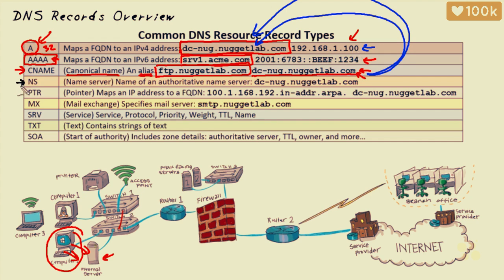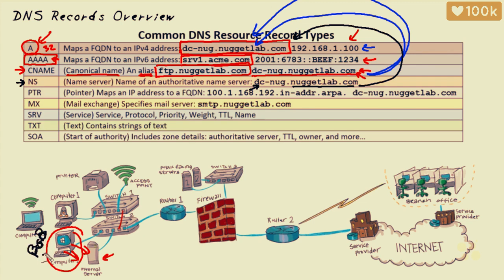Next is an NS, the name server record, which refers to an authoritative name server for a specific area or zone. So as an example, if we were looking for a name server that was responsible for nuggetlab.com, that domain, the response that we might get back is dc-nug.nuggetlab.com, at which point, to reach that server, we'd also have to resolve that to an IPv4 address by looking up the A record for that. And then once we have its IP address, we could make the request regarding a host at nuggetlab.com in hopes that that DNS server would respond as the authoritative server for that space and send the answer back to us.